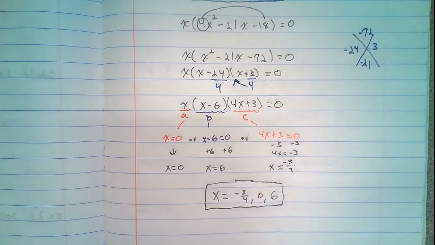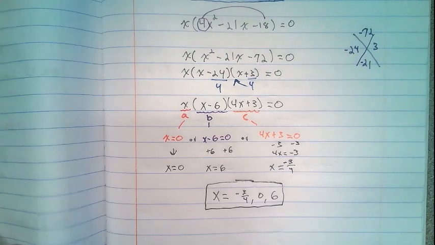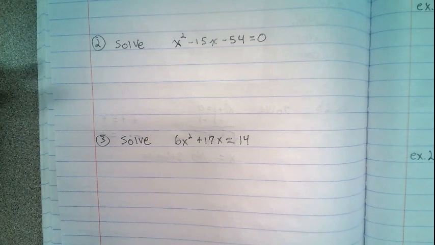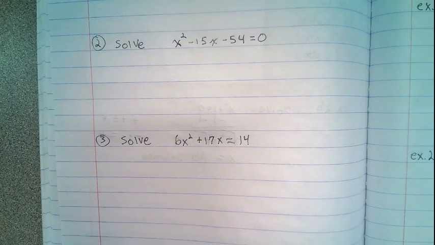So that's how you solve by factoring. You have one problem to do on your own on the left side. You're going to be solving 6x squared plus 17x equals 14. Have your teacher check your answer for this one, and all 3 if you hadn't already, and move on to the practice part of the lesson.